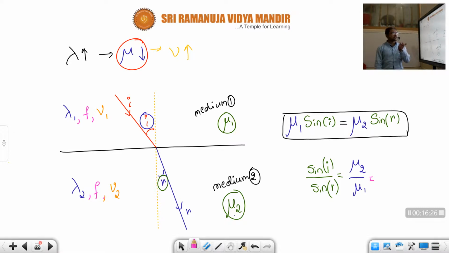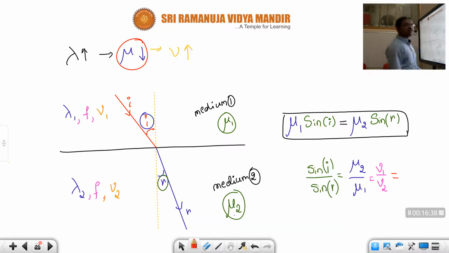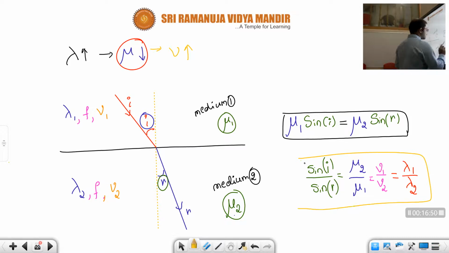Mu is inversely proportional to speed. So here mu2 by mu1 is equal to speed v1 by speed v2, as well as lambda 1 by lambda 2. Children, this is the relation we got along with Snell's law: sin I by sin R equal to mu2 by mu1 is equal to v1 by v2, that is equal to lambda 1 by lambda 2.